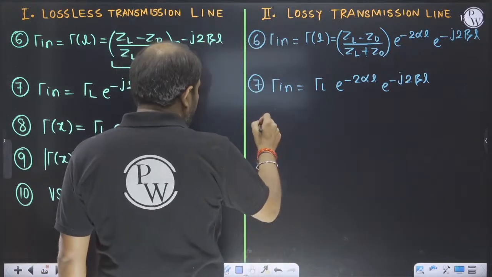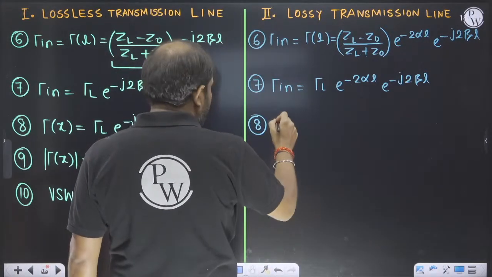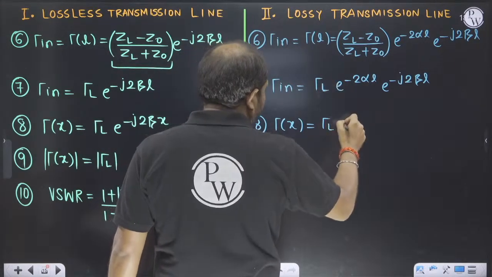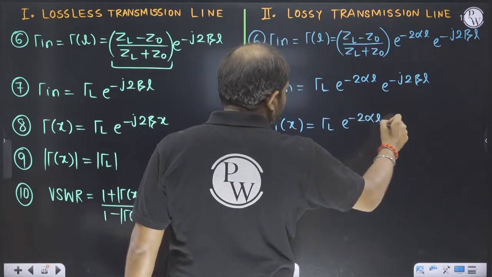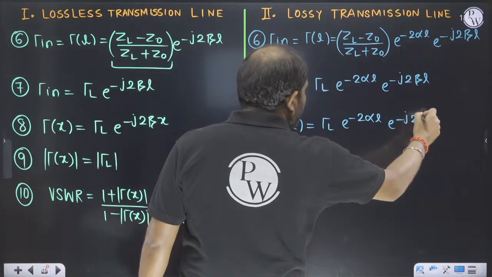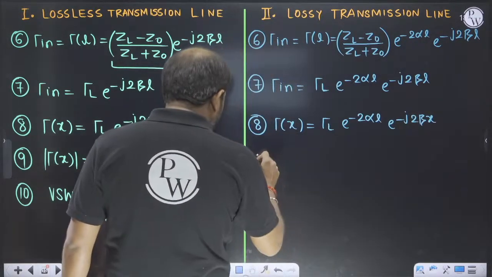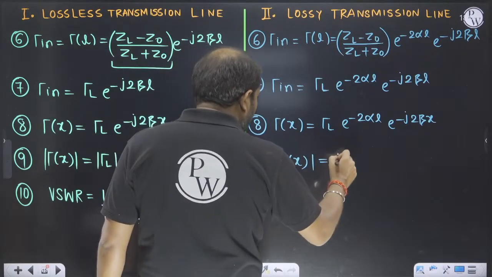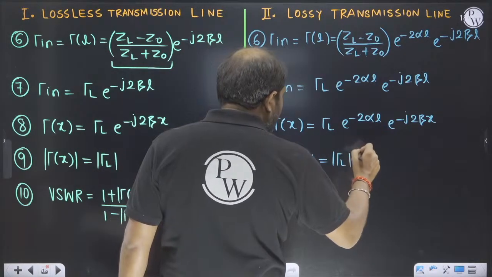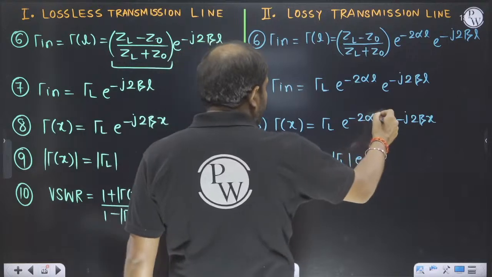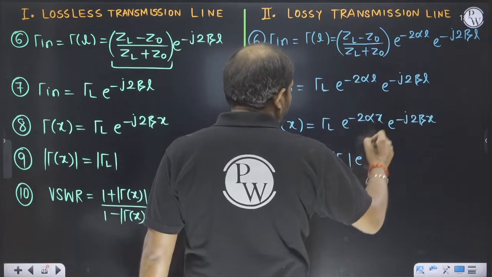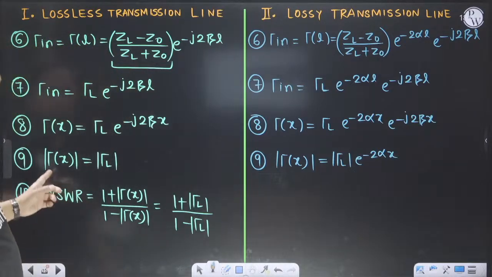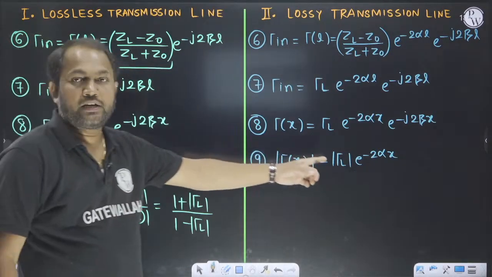Then the 8th point is gamma x. Gamma x is equal to gamma L, e to the power minus 2 alpha L, e to the power minus j2 beta x. Then we have the magnitude of gamma x. Magnitude of gamma x is equal to magnitude of gamma L and e to the power minus 2 alpha x. So this one and this one are different.